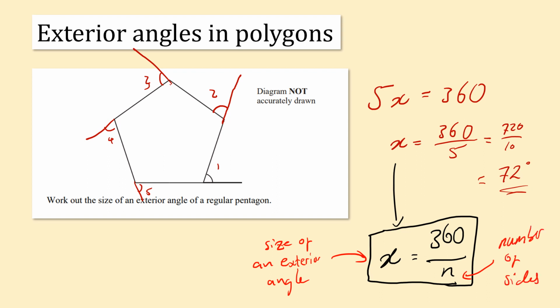And I should say this only works for regular shapes. This is a regular pentagon. Every side is the same length. This formula can only use that. The fact that they all add up to 360, that's always true, but they're only all the same size, and we can only use this formula for regular shapes.